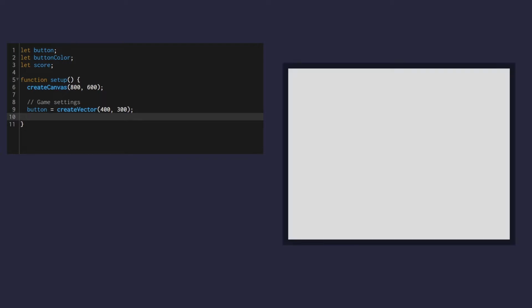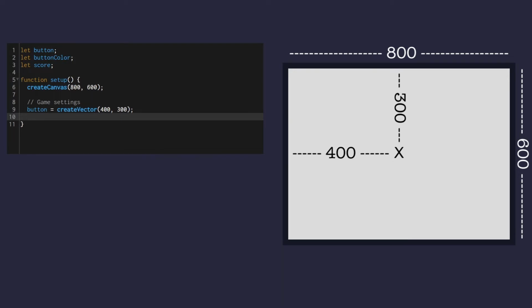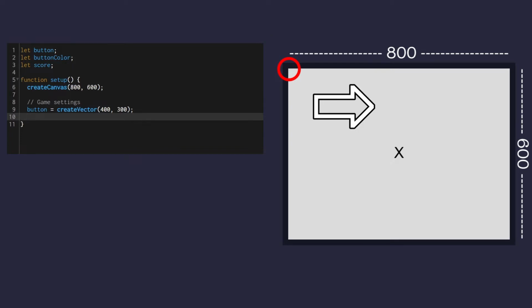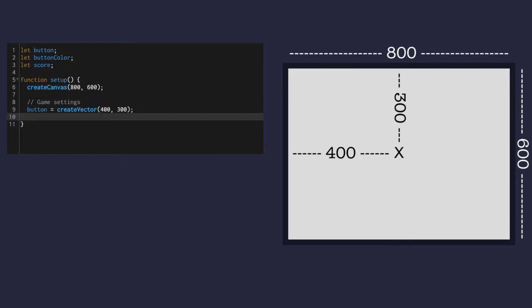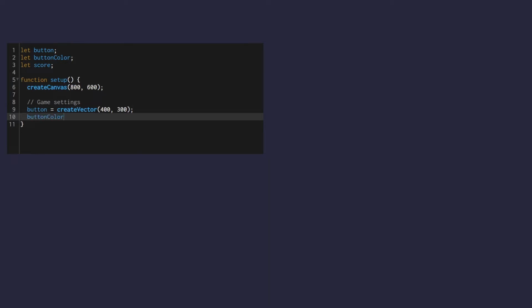This is because on our canvas of 800 by 600 pixels, the center of this canvas is halfway to the right and halfway down. Something very important to keep in mind is that the canvas is always measured from the top left corner. That's your point of origin. Going to the right increases the X value, and going down increases the Y value. So now that we know our button is going to be 400 pixels to the right and 300 units down, let's give it a color.